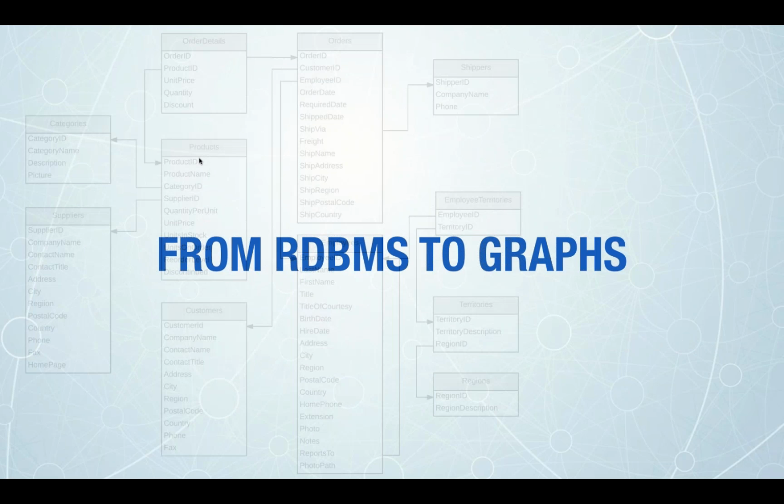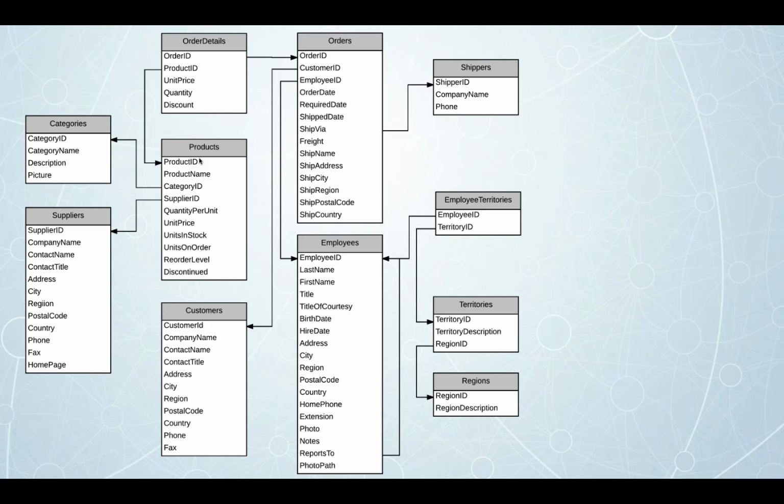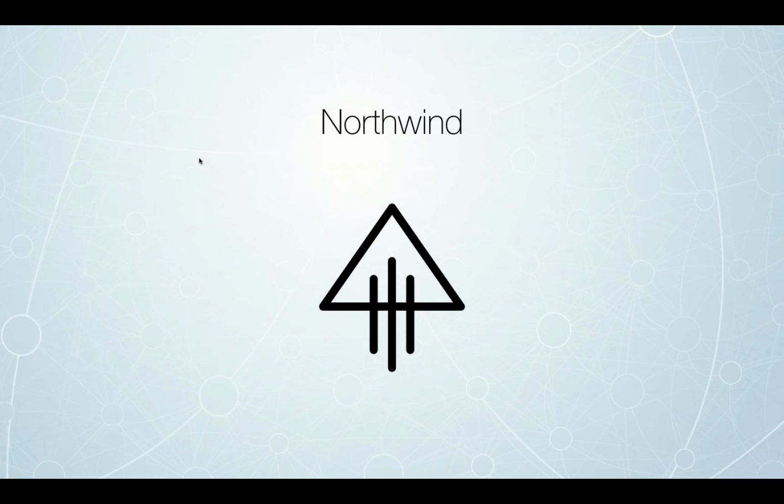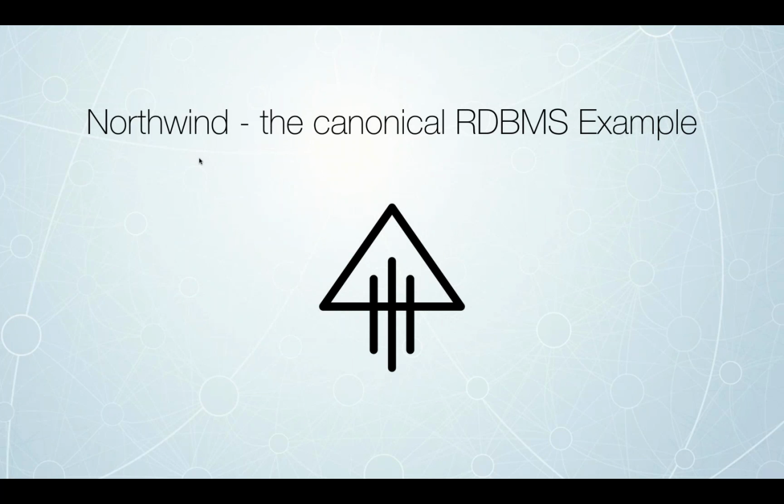So let's look at an example. Here's an entity relationship, or ER diagram, that any relational developer should be familiar with. And this looks a bit complex at first. It's difficult to figure out exactly what's going on here. This is the Northwind data set, the canonical relational example. This ships with MySQL and SQL Server.